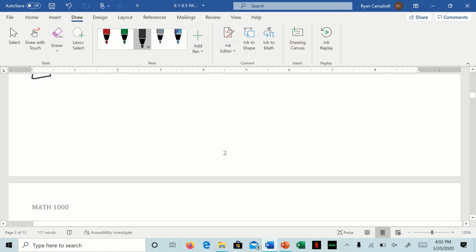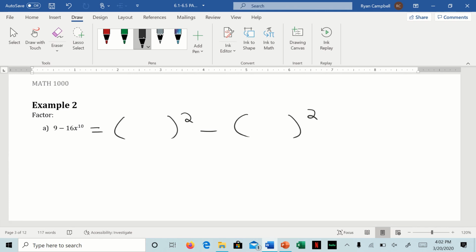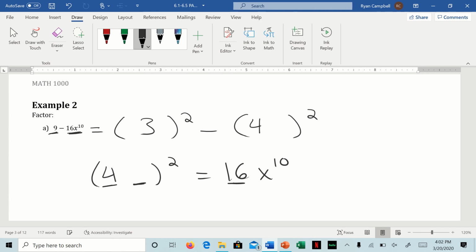All right. Let's look at a couple more examples just to make sure we're feeling okay. So again, what squared minus what squared? So we get 9. Well, 9 is 3 squared. And then we have 16x to the 10. So what squared gets you 16x to the 10? So what squared gets you 16? You see that's 4. What squared gets you x to the 10?